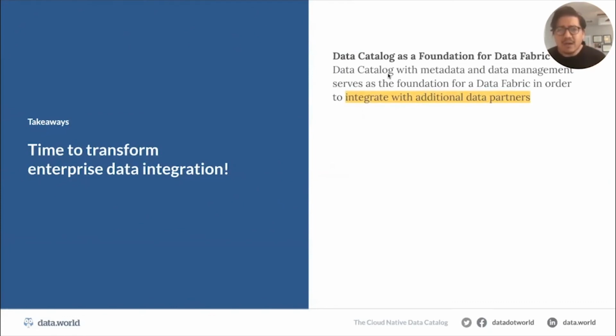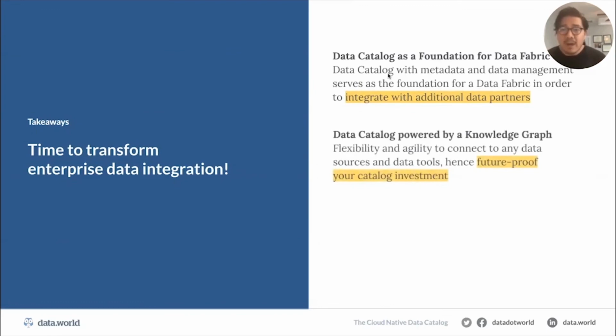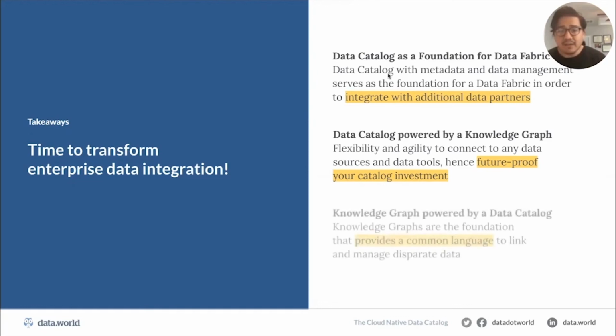The data catalog should be built on those two pillars of metadata management and data management, and should have the ability to integrate with additional partners. Your data catalog should be powered by a knowledge graph, because you need that flexibility and agility to connect to any types of data sources, structured or unstructured, any data sources that you will encounter in the future. That's why by having a data catalog powered by a knowledge graph, you're really future-proofing your catalog investment.